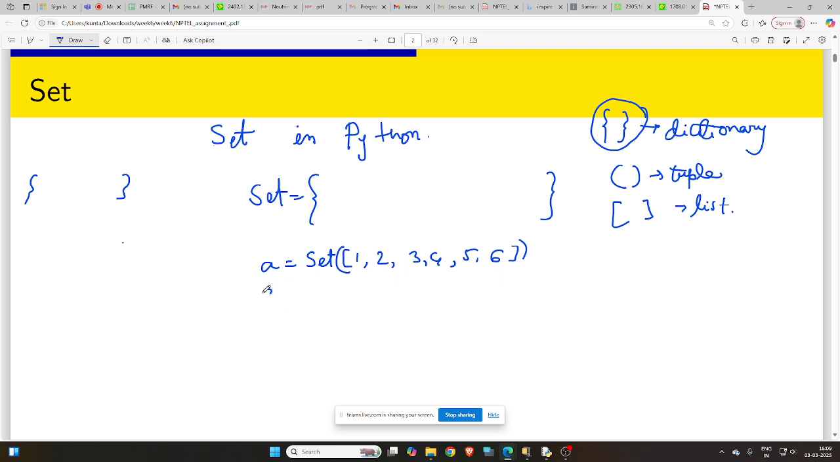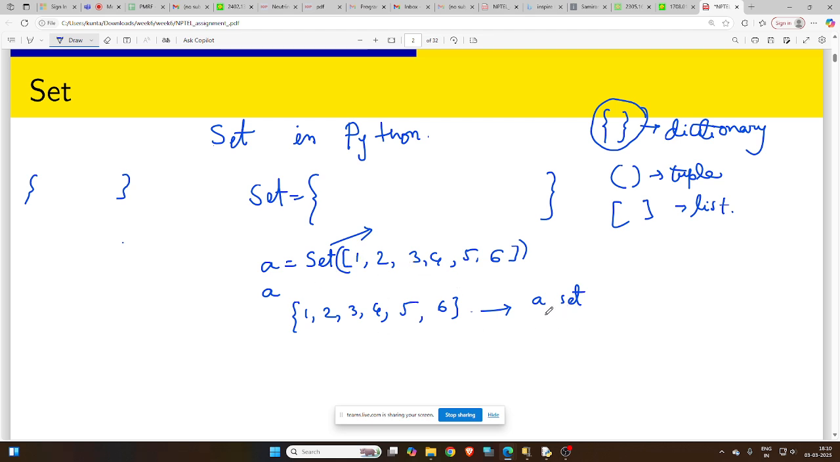If I print A in a terminal, we will do that in a minute. If I just want to print A in a terminal, what will it show? It will show within curly brackets 1, 2, 3, 4, 5, 6. So what does this mean? This means that right now A is nothing but a set. This is not a dictionary, as I have already declared it as a set.